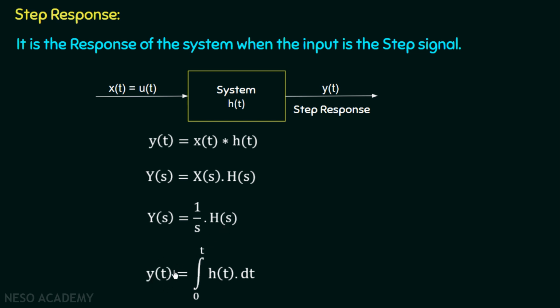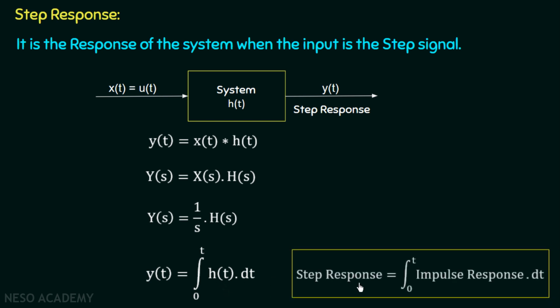So now we have y(t) equal to integral from 0 to t of h(t) dt. Here y(t) is the step response of the system and h(t) is the impulse response of the system. So we can say that the step response of the system is the integration of impulse response from 0 to t. This is the basic formula to find the step response whenever we are given the impulse response of the system.